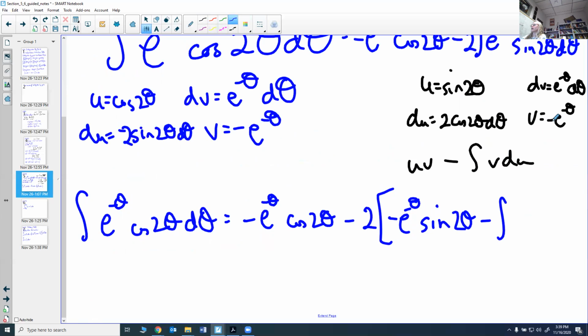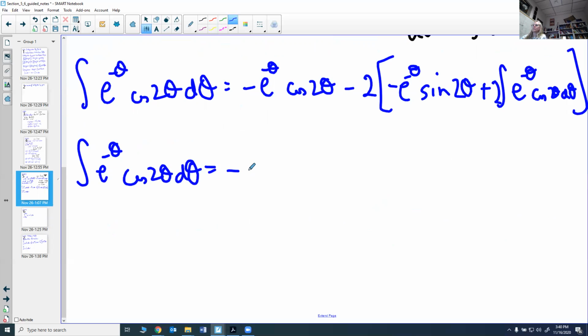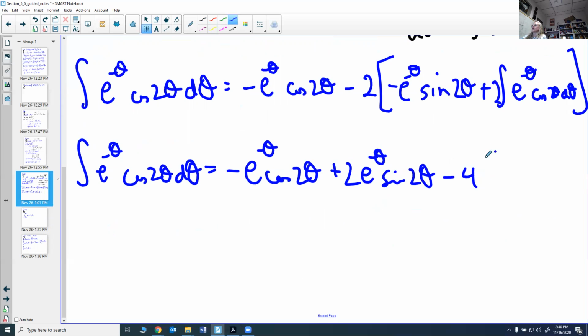it looks like I'm going to again have a couple of minuses going on here. So I have minus and that minus, so it becomes plus e to the minus theta, and then I have this 2, and I've got the cosine of 2 theta d theta. Well, let's see what we have now. The integral of e to the minus theta cosine of 2 theta d theta is equal to minus e to the minus theta cosine of 2 theta plus 2 e to the minus theta sine of 2 theta minus 4 the integral of e to the minus theta cosine of 2 theta d theta.